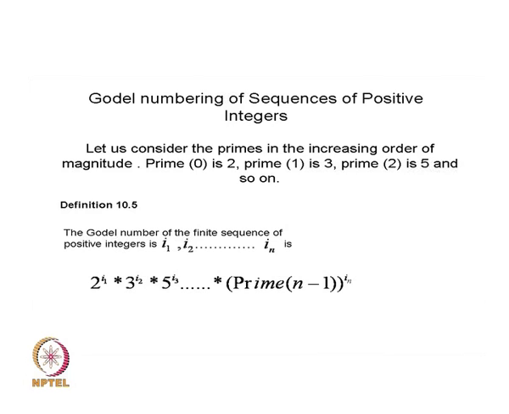Now, let us see what is a Gödel numbering. First of all, let us consider the Gödel numbering of a sequence of positive integers. So, now let us consider the primes in the increasing order of magnitude. So, prime 0 is 2, this is the first prime, we call 3 as prime 1, then prime 2 is 5 and so on. The Gödel number of the finite sequence of positive integers i1, i2, ..., in is 2 power i1, 3 power i2, 5 power i3 and so on, up to prime n minus 1 power in.